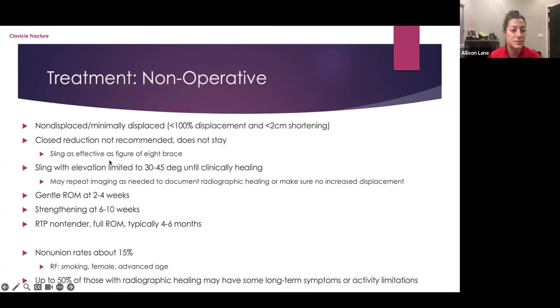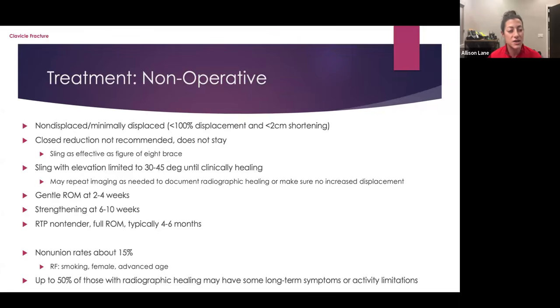So for non-operative treatment, generally the non-displaced, minimally displaced, that less than 100% displacement, less than 2 centimeters shortening, it's going to be non-op. We talk about closed reduction. People used to always do these figure-of-8 braces. They don't stay. So then we talk about sling versus figure-of-8, and they actually both have very similar outcomes, but slings are much, much, much more tolerated than figure-of-8. People have a lot of discomfort with the figure-of-8 bracing. So we now go with the sling.